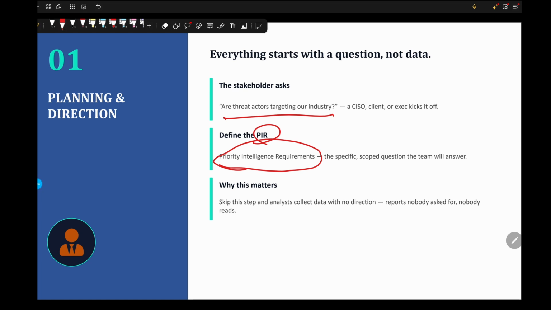And why does this matter so much? Because without this step, analysts just keep collecting data with no direction. Basically, you collect a lot of data and you prepare reports that nobody asks for and nobody reads. I have seen this happen, teams drowning in feeds with zero focus. So planning is what prevents that.